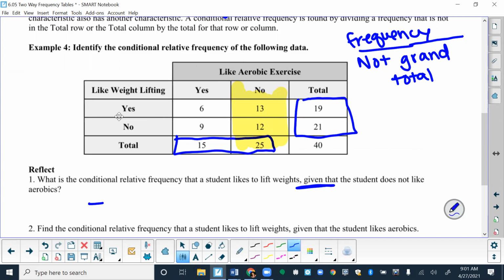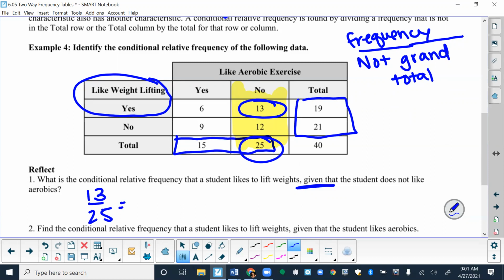13, right? Because right here, weightlifting, yes, it intersects with that one. So 13 goes on top, and 25 goes on the bottom. So it's out of the students that don't like aerobics, that total is 25. Questions about how we figured that out? So it's just very careful reading on these ones.